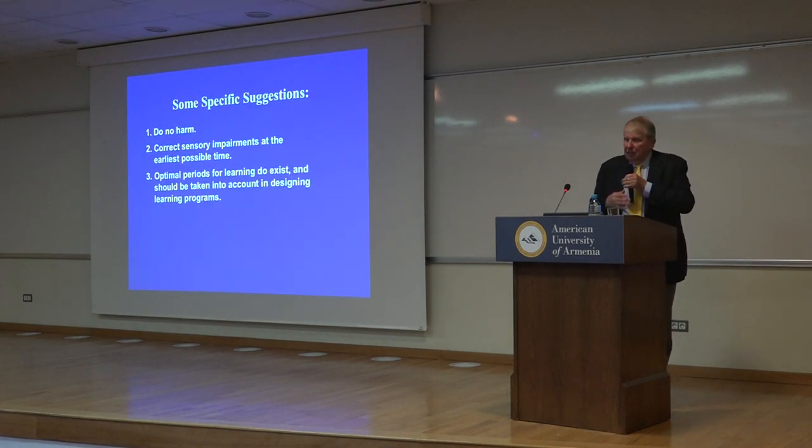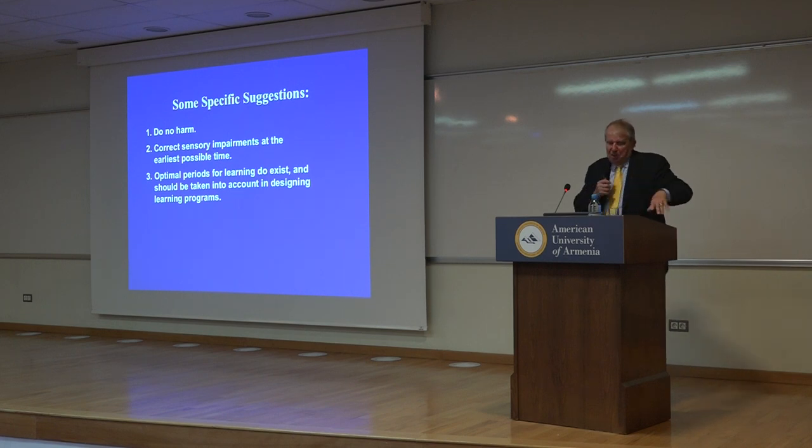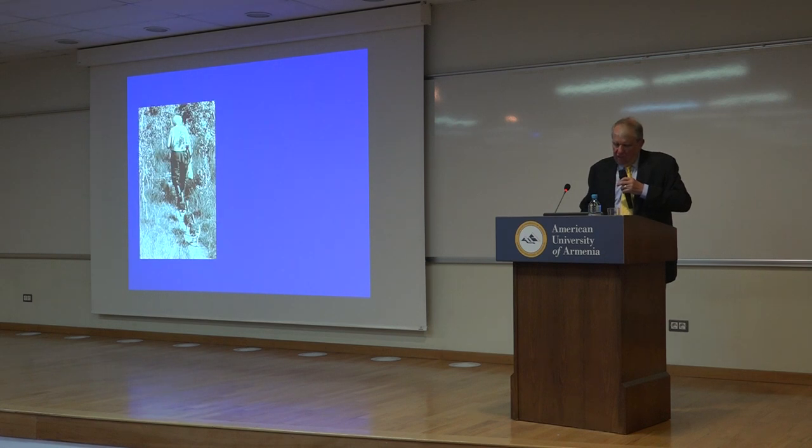Okay, so the third thing, and I think this is something most parents know, is that optimal periods for learning do exist and should be taken into account in designing learning programs. So there used to be called critical periods. The idea of critical periods actually came from work done by an animal behaviorist, Konrad Lorenz, in Germany. And this is him. He won a Nobel Prize for this.